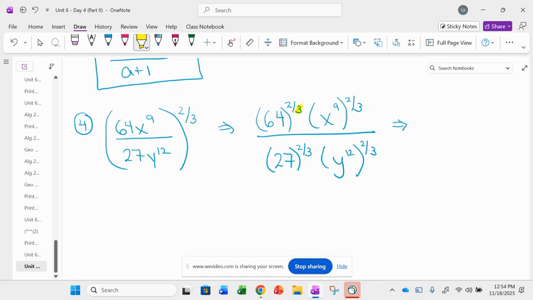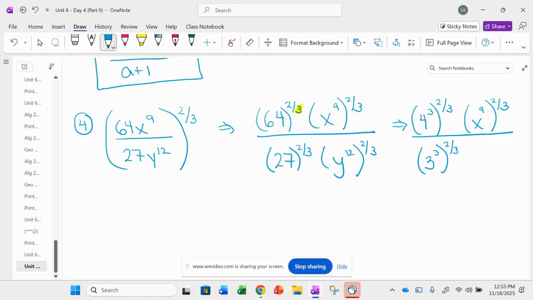So can I make 64 into some number raised to the 3rd power? Yeah, what number raised to the 3rd power? 4. So this becomes 4 to the 3rd power raised to the 2/3 power. And then we have x to the 9th raised to the 2/3. And in my denominator, can I change 27 into 3 to the 3rd raised to the 2/3? And then we have y to the 12th raised to the 2/3.